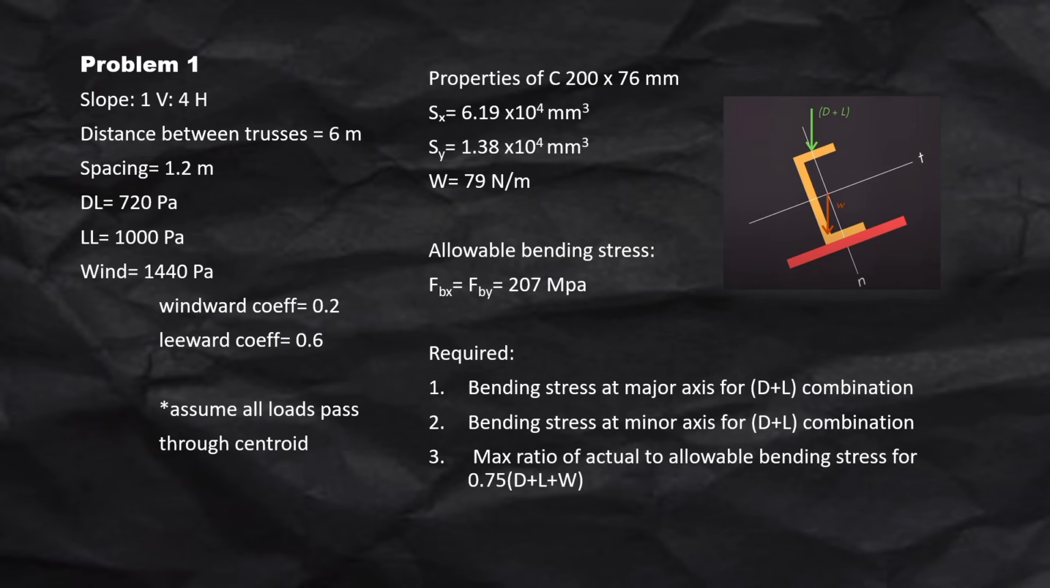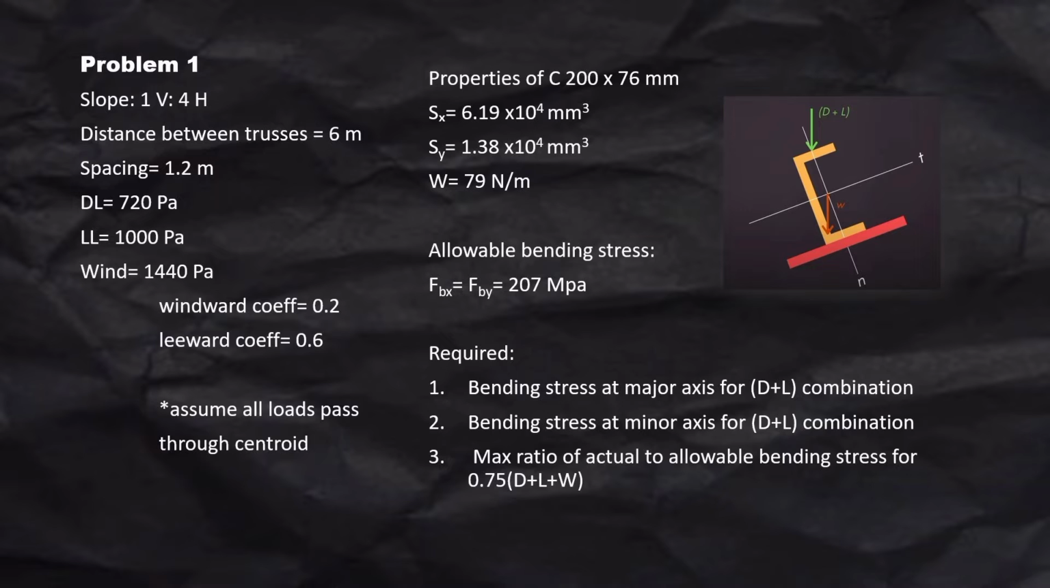Para sa problem number 1, here are the givens. Slope is equals to 1 unit vertical, 4 unit horizontal. Distance between trusses is equals to 6 meter. Spacing is equals to 1.2 meter. Dead load is equals to 720 Pascal. Live load is equals to 1000 Pascal. Wind load is equals to 1440 Pascal.